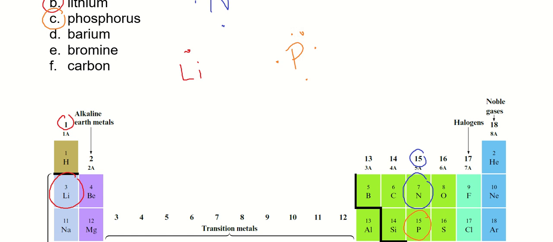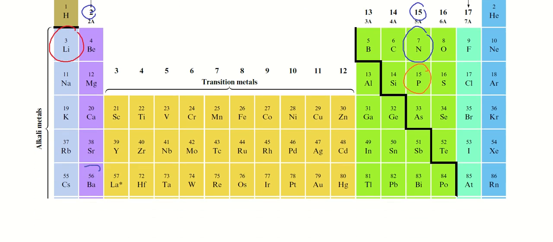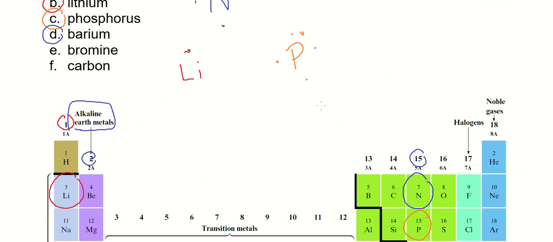Barium, an alkaline earth metal. All those elements down group 2 have 2 valence electrons. Barium's way down there. Barium: 1, 2, there's your Lewis dot for that.